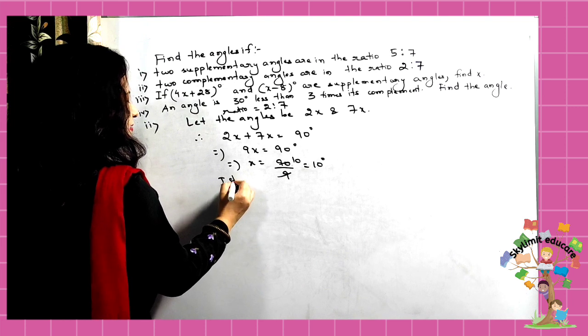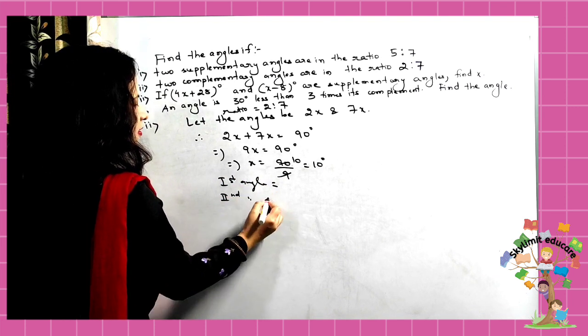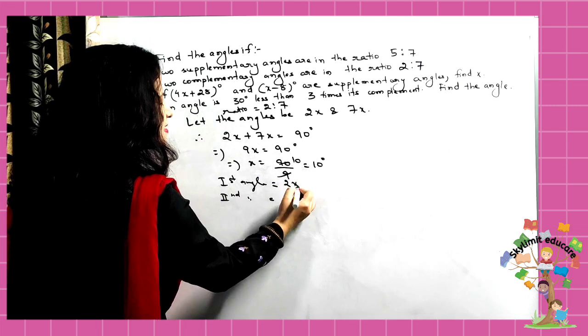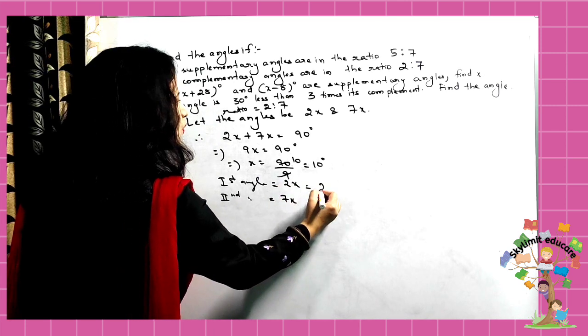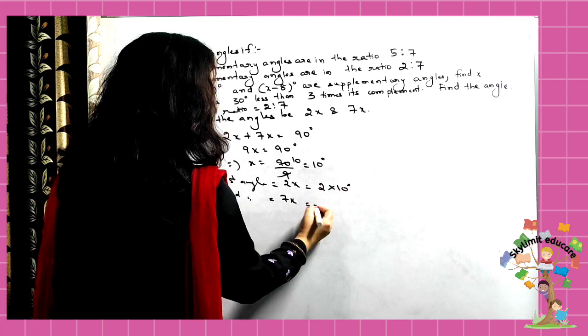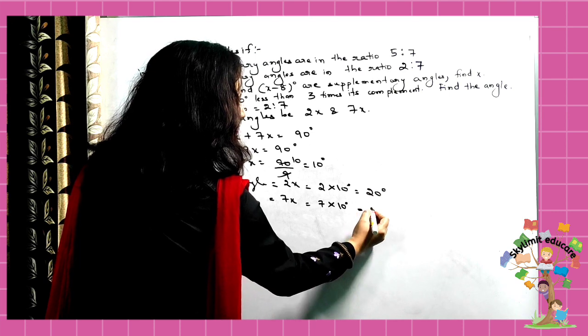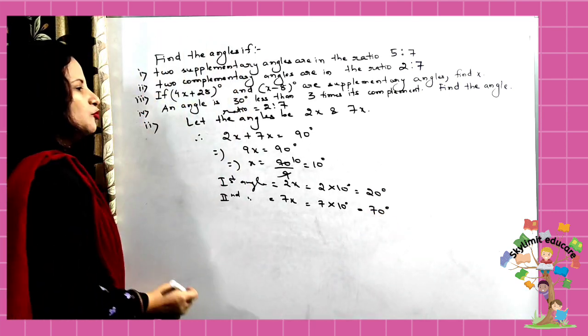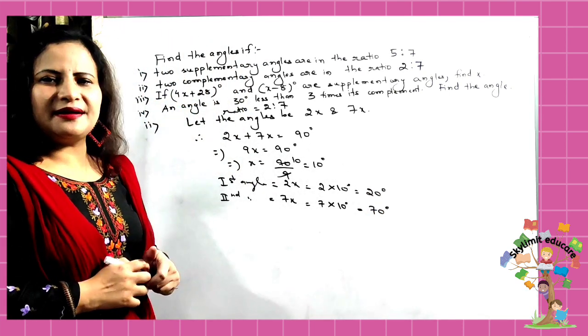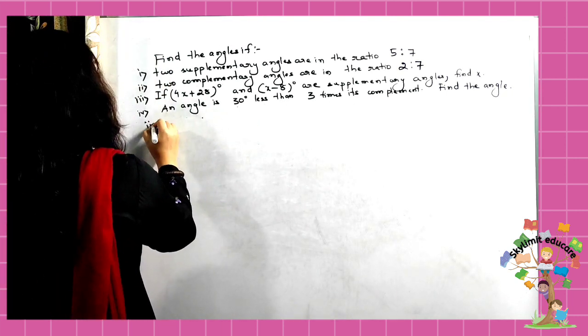So first angle and second angle. We can easily find out: first angle will be 2x, second angle is 7x. So 2 multiplied by 10 and 7 multiplied by 10. So we got 20 degree, 70 degree. So both are complementary. 70 plus 20 is 90 degree. You know that.